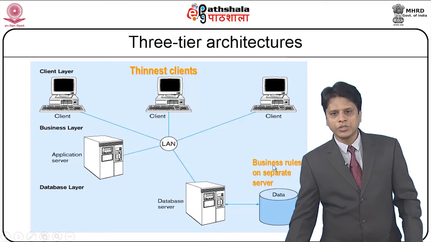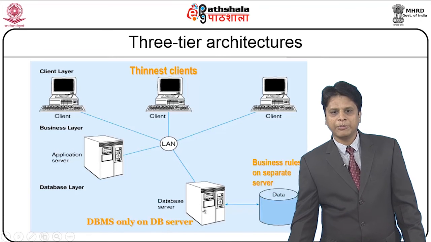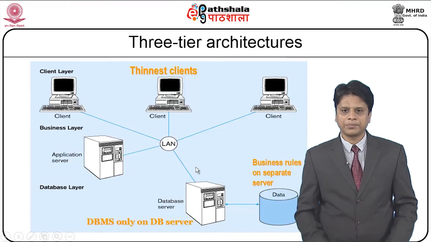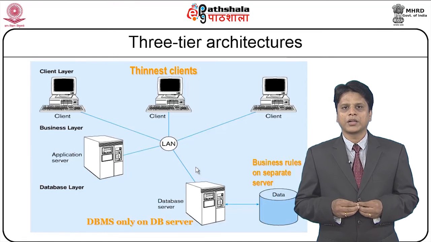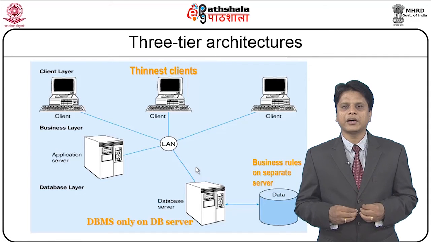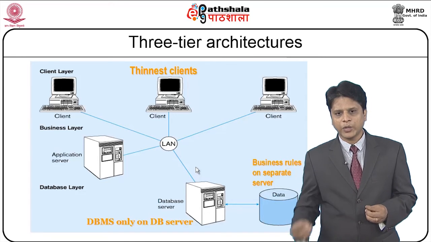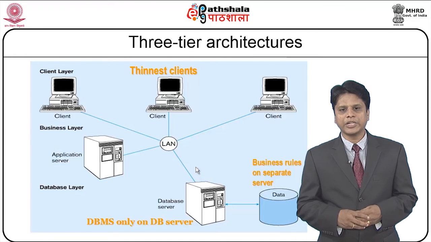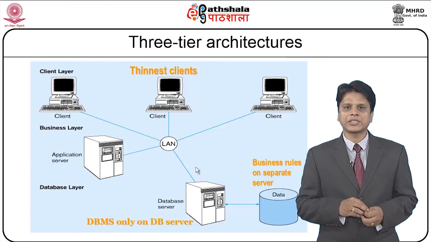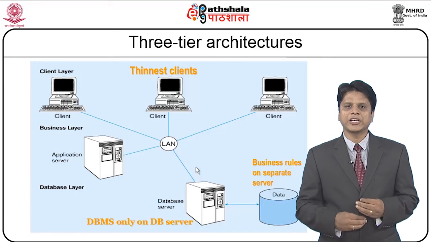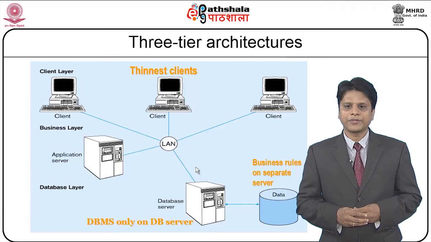So the business rules are on a separate server, on a business logic server, and the DBMS will reside only on the database server. So whenever a client requests some information, this will in turn get into an application server, and the application server will in turn request the database server through the same network connectivity. Then the database server will respond with those records which the application server has requested. That will get processed on various business logics on the application server, which will be fed back to the clients as an output.